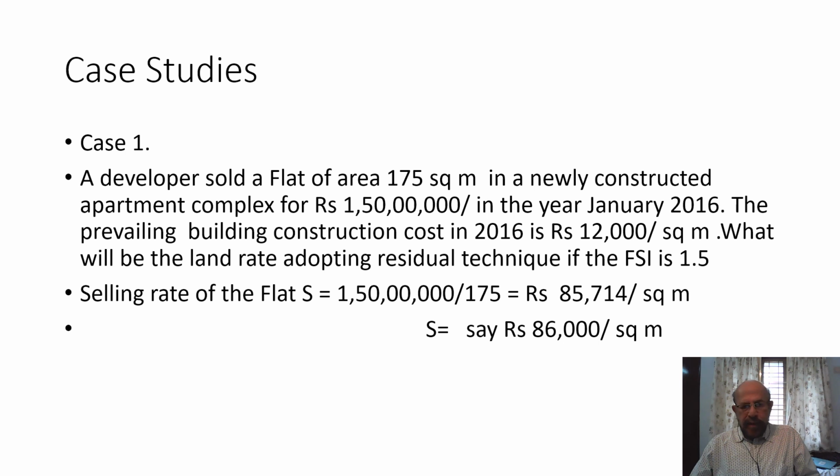Selling rate of the flat is equal to 1 crore 50 lakhs divided by 175 square meter, which is equal to rupees 85,714 per square meter. S is equal to say 86,000 per square meter.